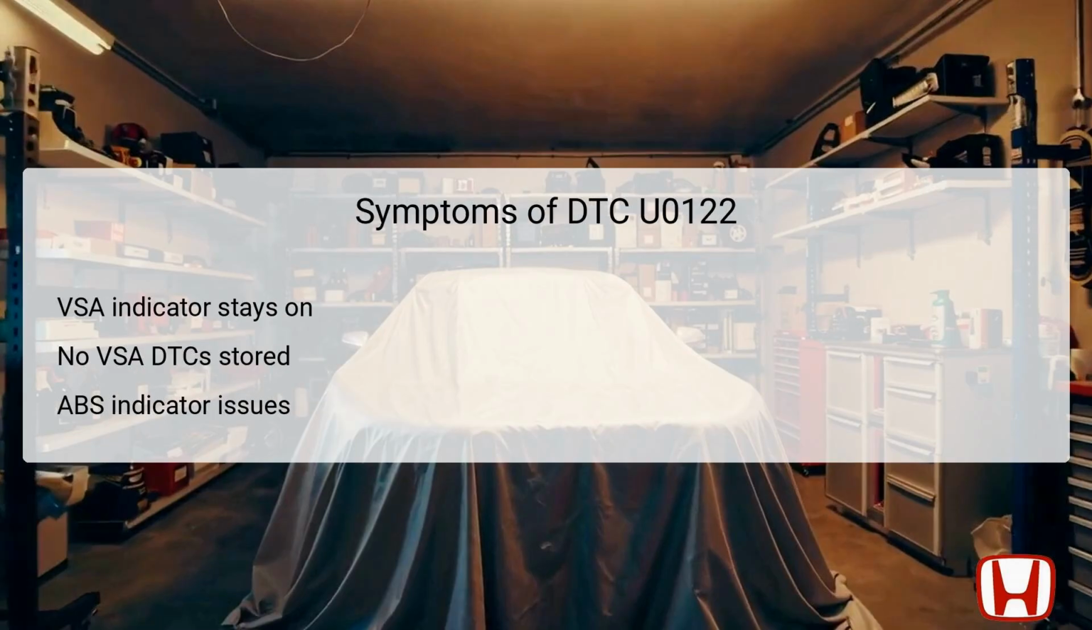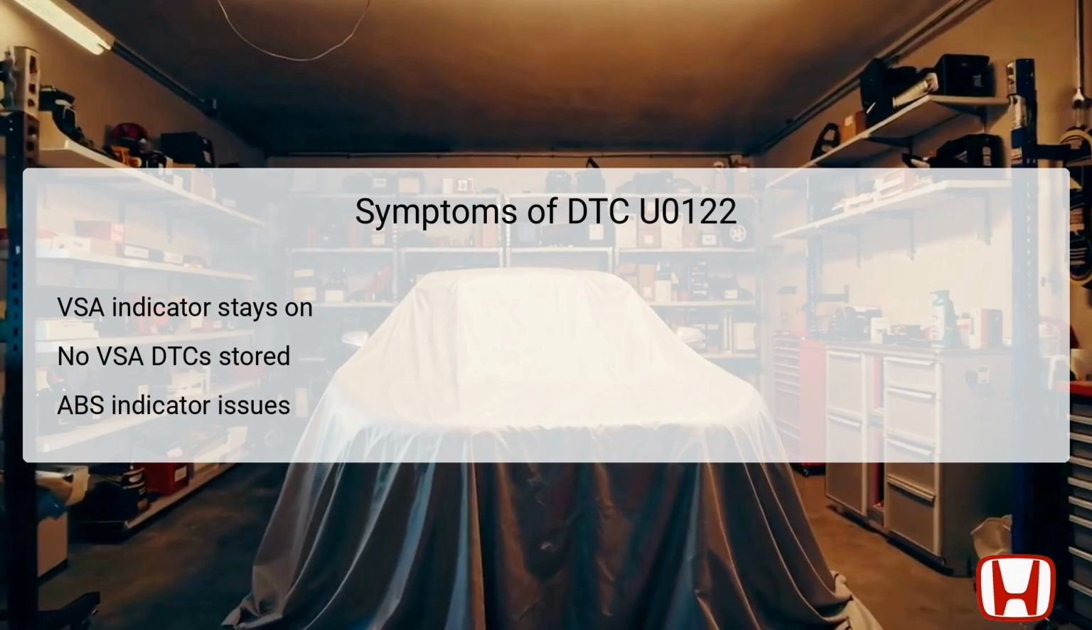Drivers may experience several symptoms when DTC U0122 is present. One of the most prominent indicators is that the VSA, Vehicle Stability Assist, light remains illuminated on the dashboard, indicating that the system is unable to operate correctly.